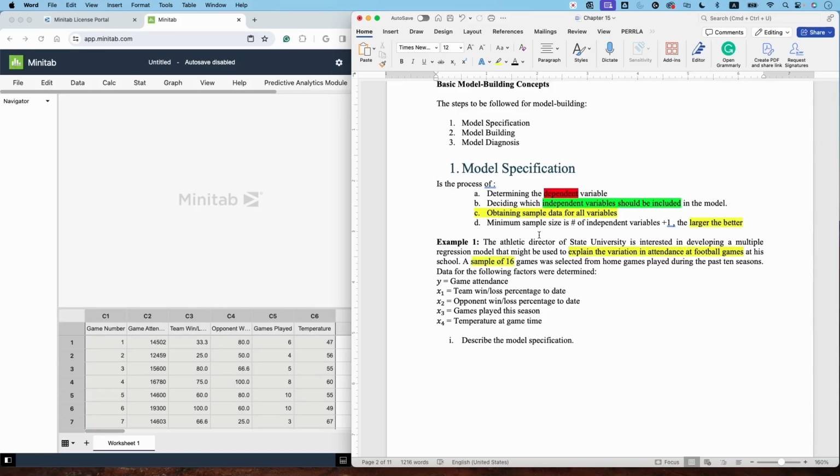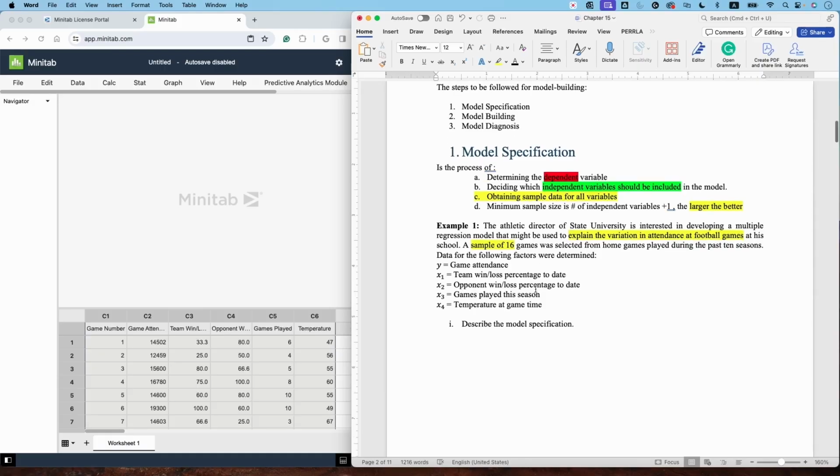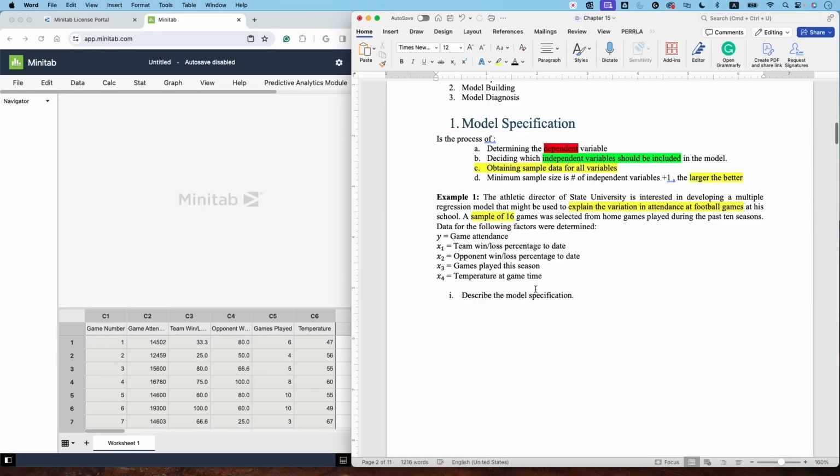We have 16 games. So we collected a sample of 16 games from home games played during the past 10 seasons. So the data for the following factors were determined. These are the data that we have right now. So we have the game attendance, and the question makes it easy for you. The game attendance is the dependent variable, or the response variable, and we believe that these variables may contribute to the variation of the attendance of the games.